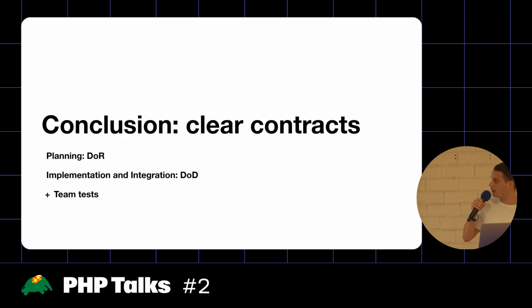So how do we guarantee quality? The conclusion is we need to have clear contracts in each phase. In the planning phase, we have the definition of ready, so we make sure there's a clear understanding of the task. Then we can start working on it, after which the developer checks the result against the definition of done, whether it complies with it, and also executes successful team tests in production. These are the 3 ingredients for a high-quality software product.